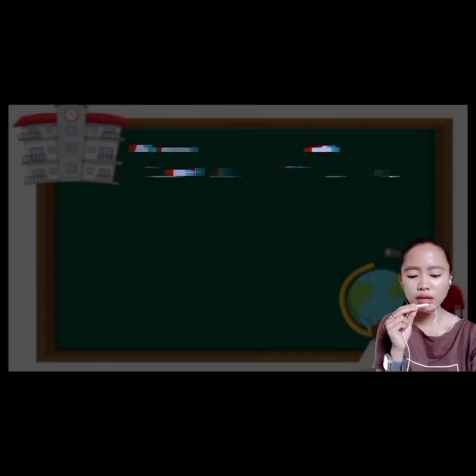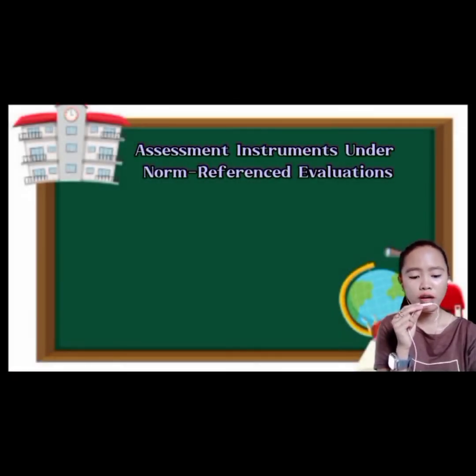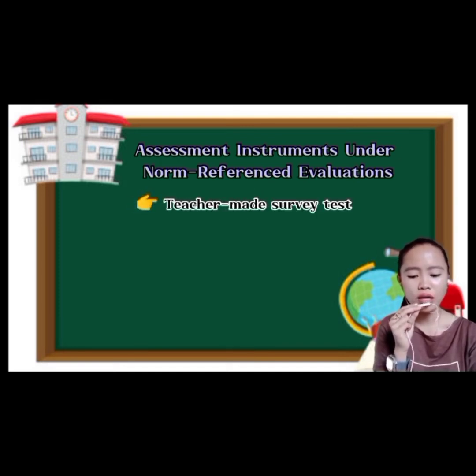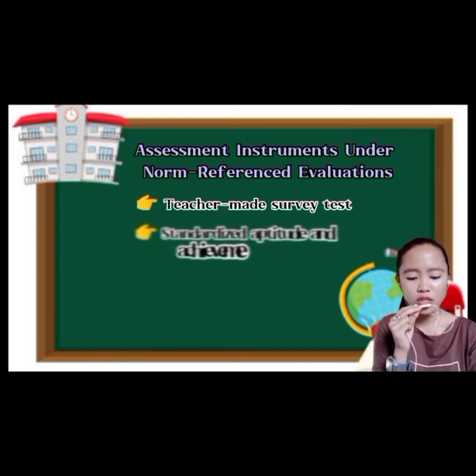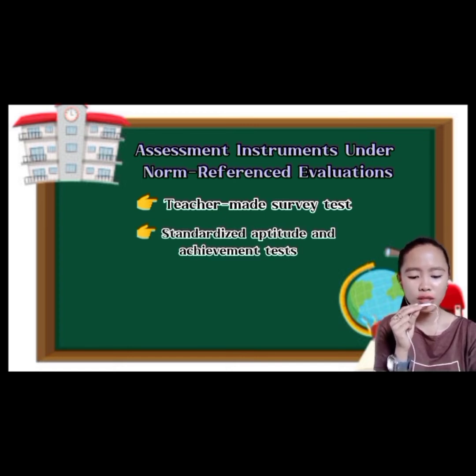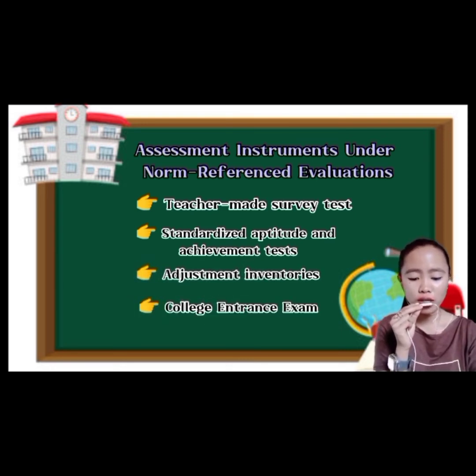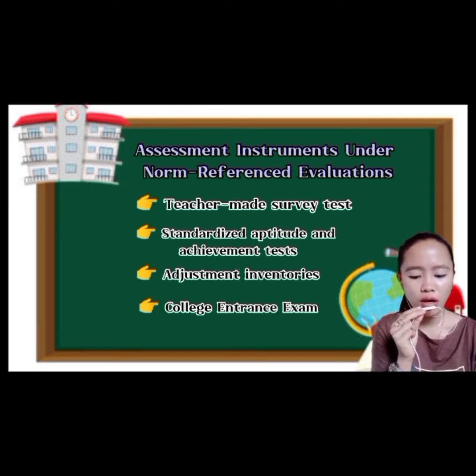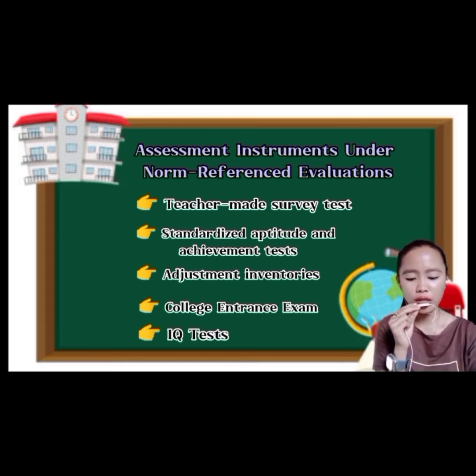So, assessment instruments under norm reference evaluation. First, teacher-made survey test. Second, standardized aptitude and achievement test. Third, adjustment inventories. Fourth, college entrance exam. And fifth is IQ test.